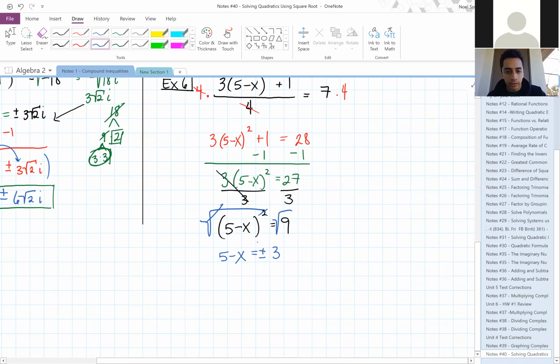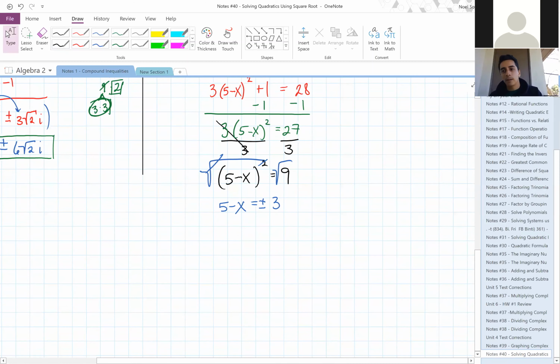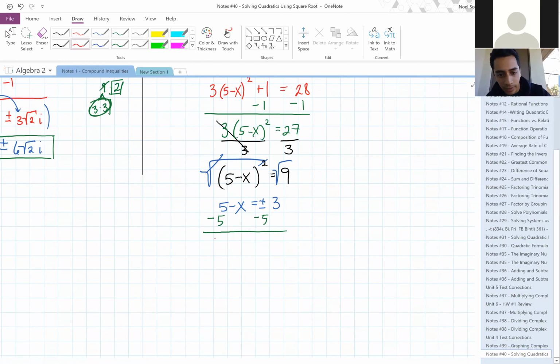All right, so now at this point, depending on your comfort level, you can choose to split it up, or you can choose to try to solve it all through at once. Here, let's first subtract the 5. So I'm going to subtract 5 here. So here's how you can set it up. Now you have negative x is equal to -5, I'm going to leave it like that for now, and then plus or minus 3.